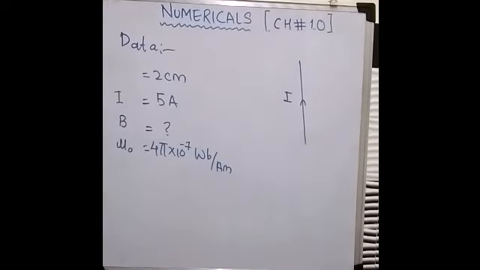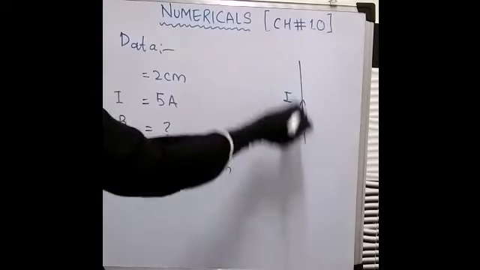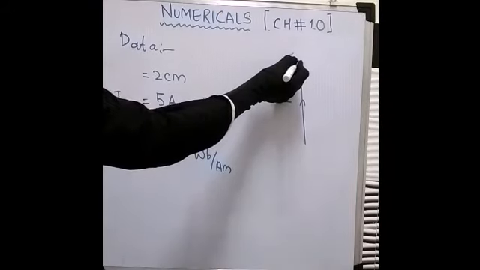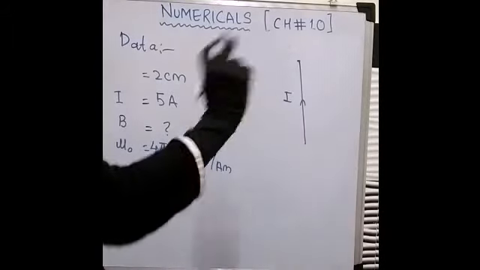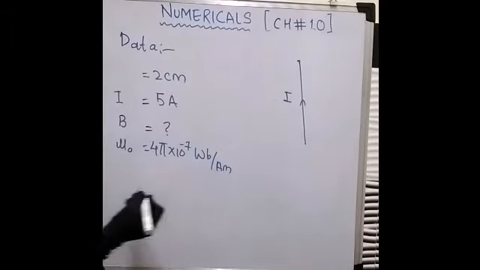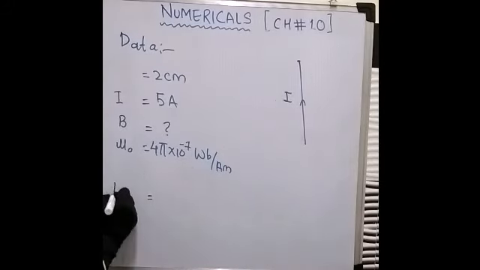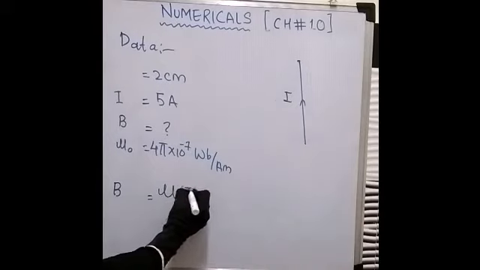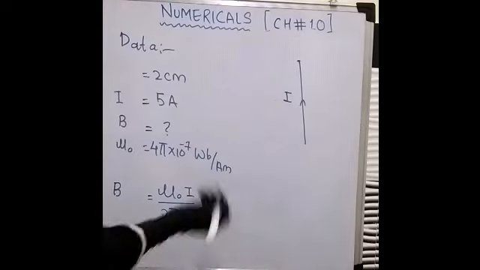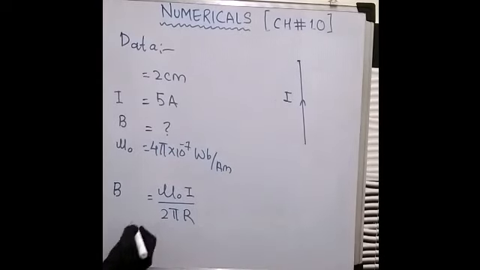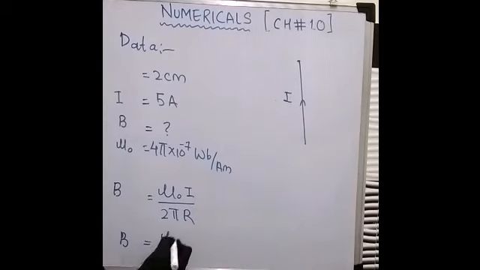So, very long straight wire carrying a current of 5 ampere. If you draw this diagram, you will remember the derivation for the current in a straight long wire. Here we were having two formulas: one is for infinitely long wire, that is B is equal to mu naught I upon 2 pi r, and another is for semi-infinite wire, that was B is equal to mu naught I upon 4 pi r. So which formula is to be used here?